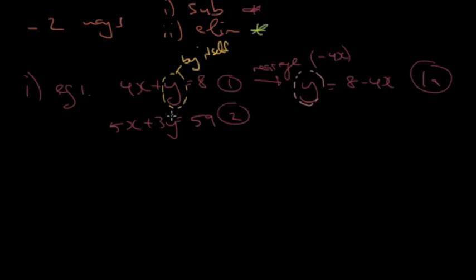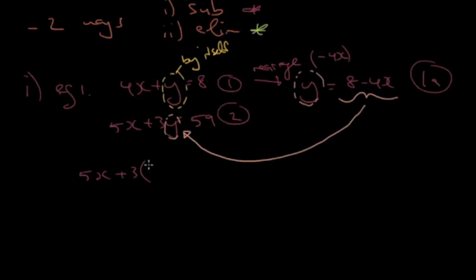And then what we can do now is say, well actually, look, this y is the same as this y, so we can just take this and substitute it in for this y. And so what we end up with is 5x plus 3 times this whole thing, 8 minus 4x, which is just another way of saying y, equals 59. So why was that helpful?